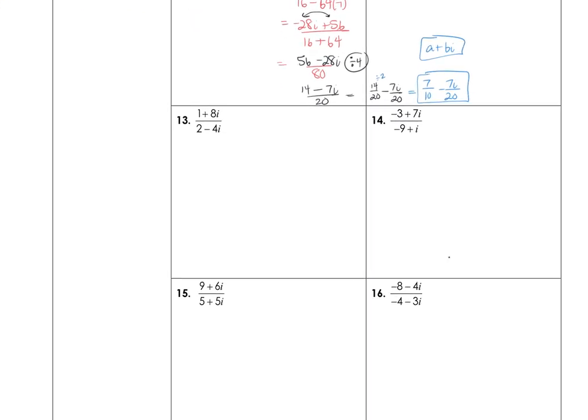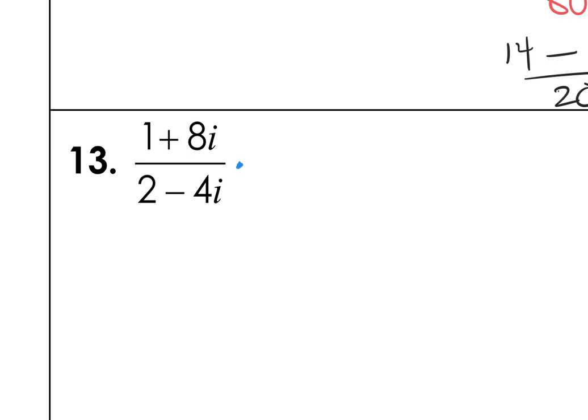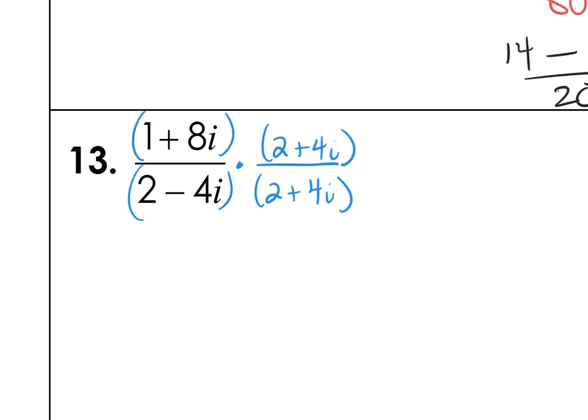Okay. All right, looking at number 13, multiply by the complex conjugate, 2 plus 4i. It's the same terms as what's in the denominator, I just switched the sign. Now, this problem becomes one of our biggest problems, 13 and 15, because up at the top, I've got 2 binomials. So at the top, I do need to FOIL.